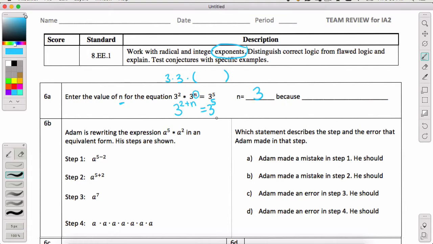Because, and we could write the justification we have here, because the product rule says to add exponents. That could be one thing you could say, and then you'd also have your evidence right here. All right, question part B.